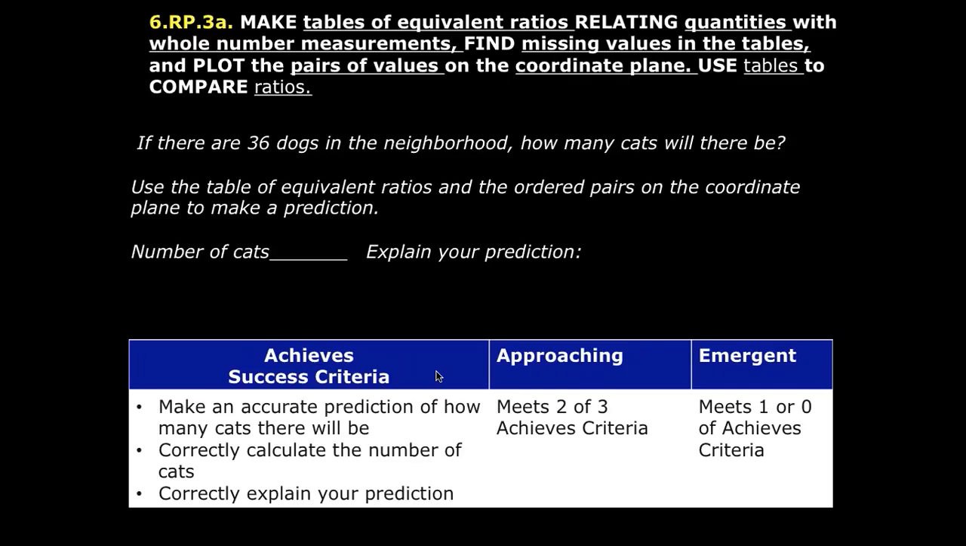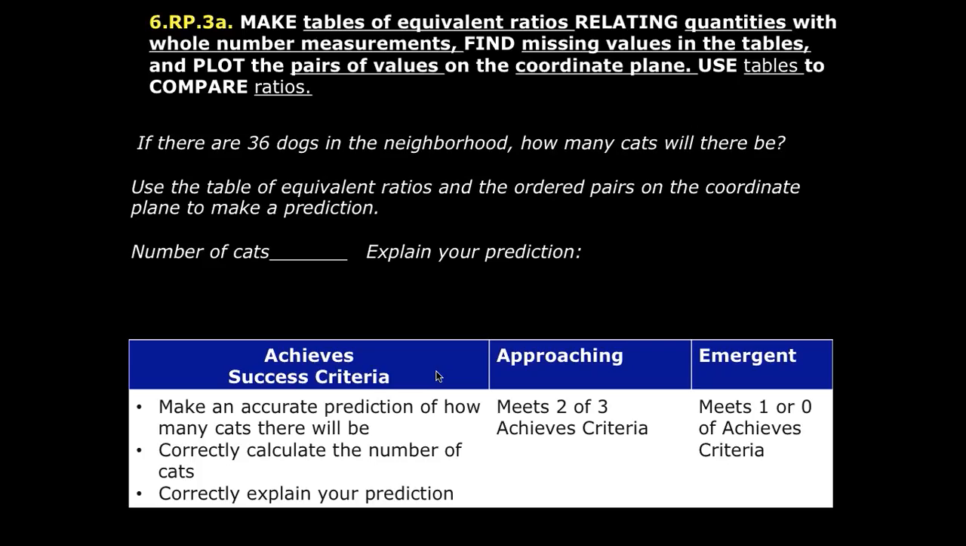Let's look at another one, shall we? Same standard again, making tables of equivalent values relating to quantities, etc. I won't read it again to everyone. And here's a problem. If there are 36 dogs in the neighborhood, how many cats would there be? Use the table of equivalent ratios by the ordered pairs on the coordinate plane, number of cats, explain your prediction. So students have to make an accurate prediction of how many cats there will be.